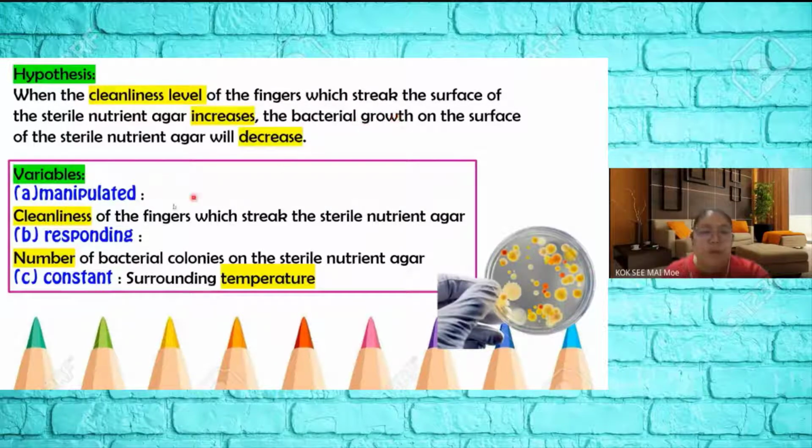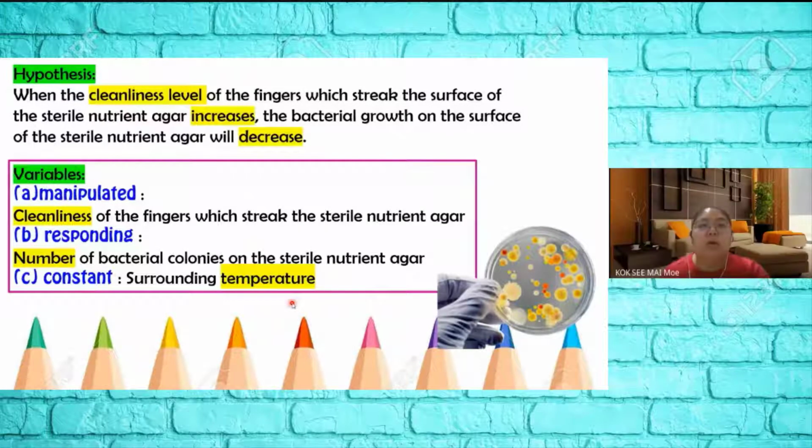So the constant variable is the surrounding temperature. They make sure the surrounding temperature is constant. If the surrounding temperature is different, the growth of the bacteria will also change, because later we need to learn about the factors that affect the growth of the bacteria. So, do you understand the variables? Can anybody answer me, do you understand up to the hypothesis and also the variables?